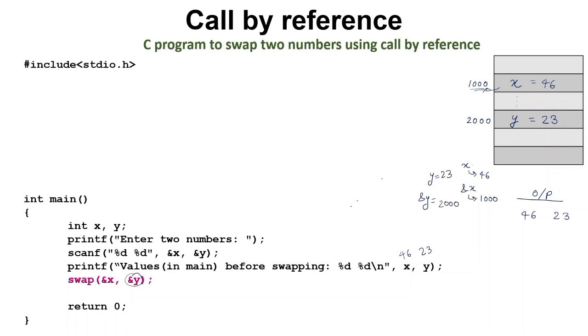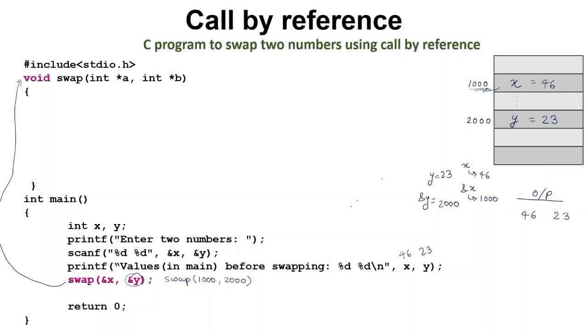All right. So in this function, what are you passing? Swap 1000 and 2000. What are these 1000 and 2000? These are the addresses which you are passing. So in call by reference, what do you pass? The addresses of the variables. So now we will define the swap function. So here is your swap function. Now the control is going to be transferred over here, right?